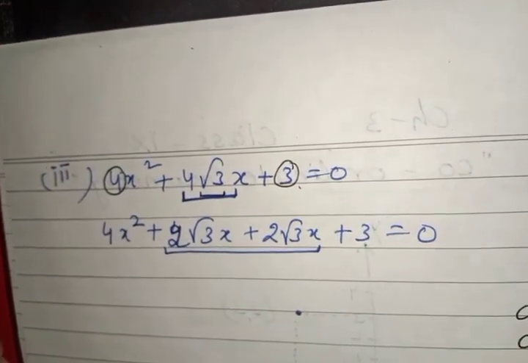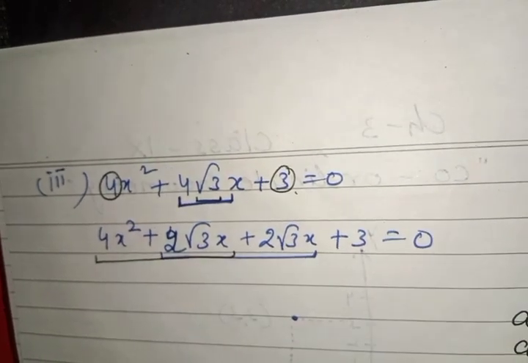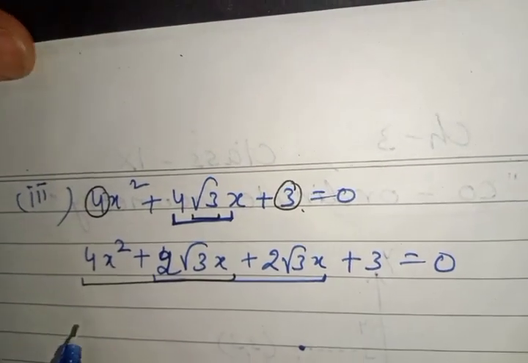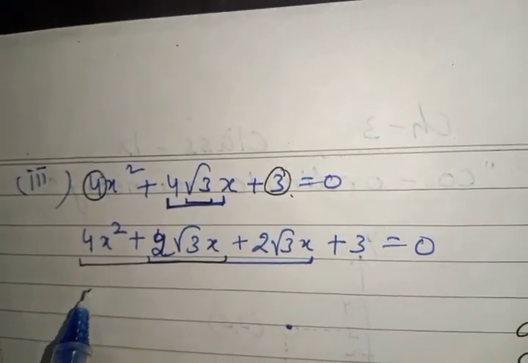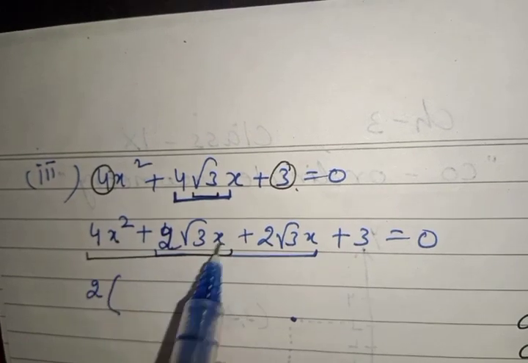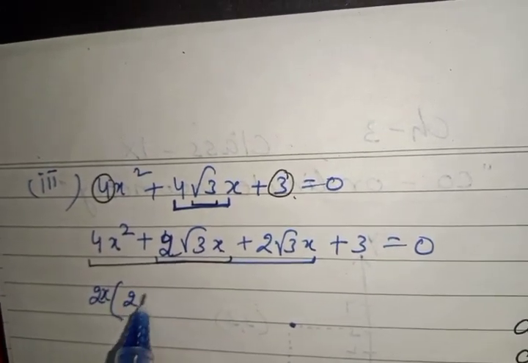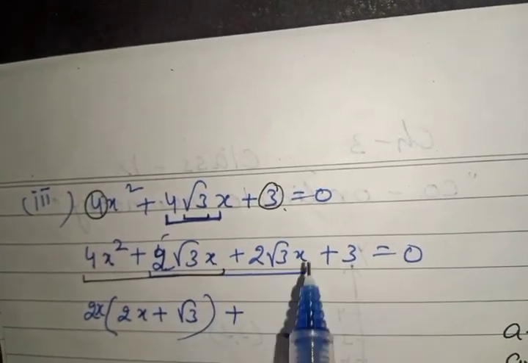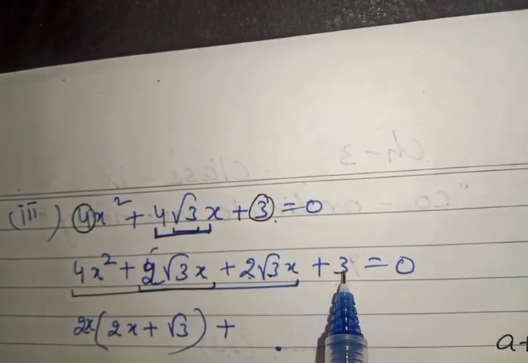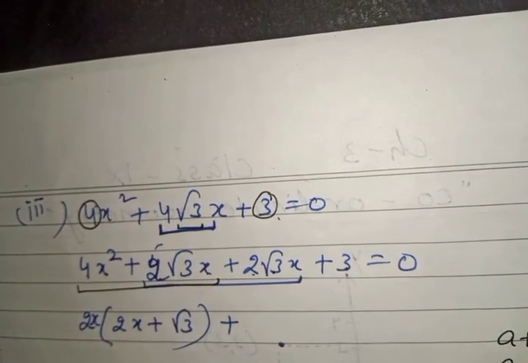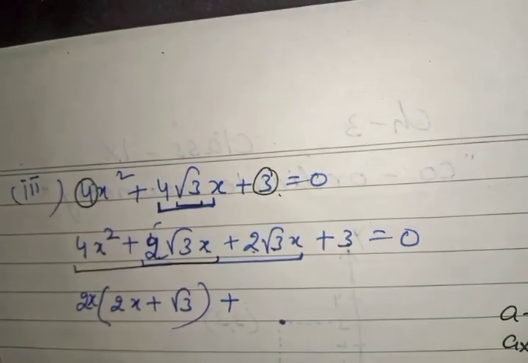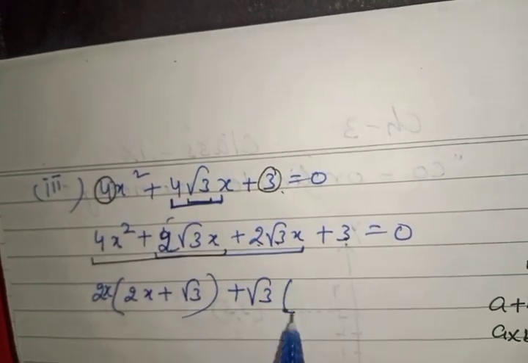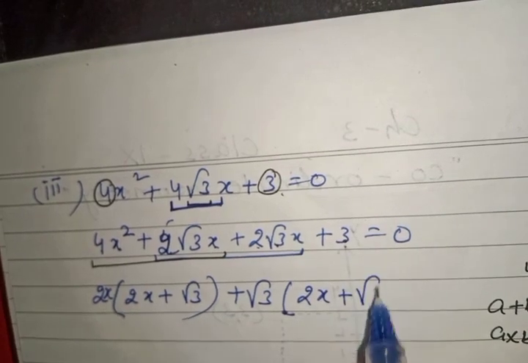Now we need to take common. Out of these two, what is common? Here is 2 and here is 4. So we can take 2 common. X square and x, so x common. What is left? 2x plus, this 2 is out, so root 3 is left, plus 2 root 3, and in 3 there is root 3, meaning 3 can be written as root 3 multiplied by root 3. So what is common? Root 3 is common. So this is 2x plus root 3.